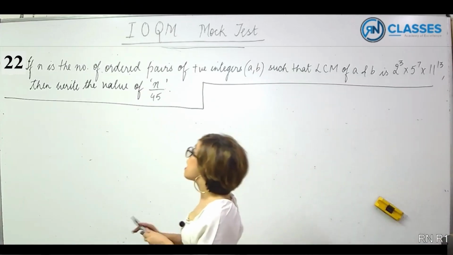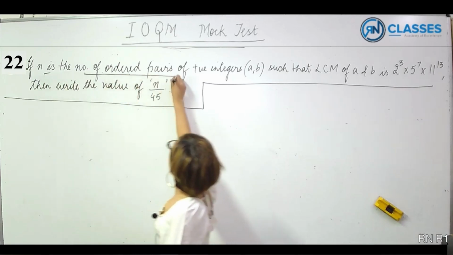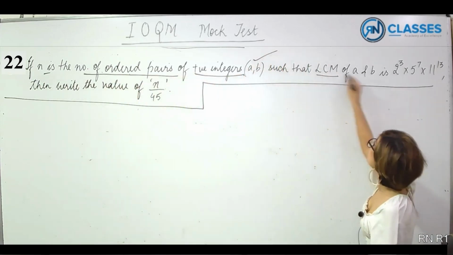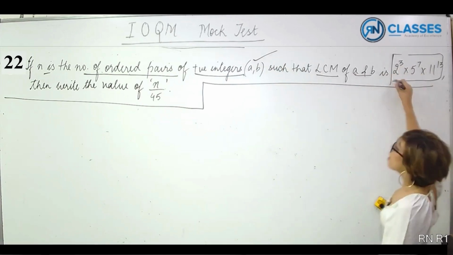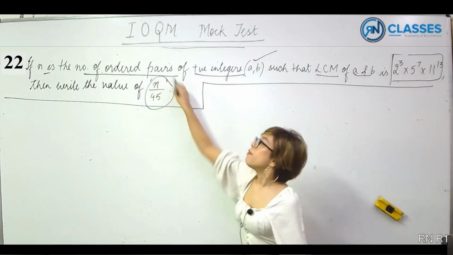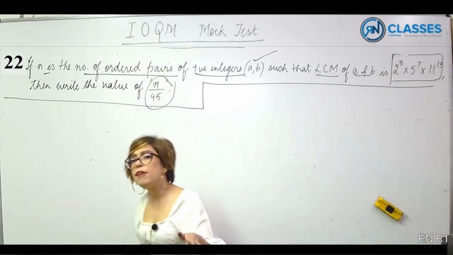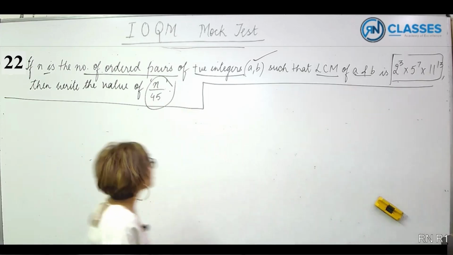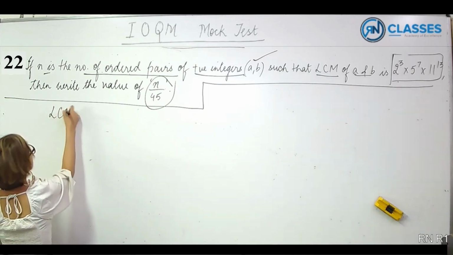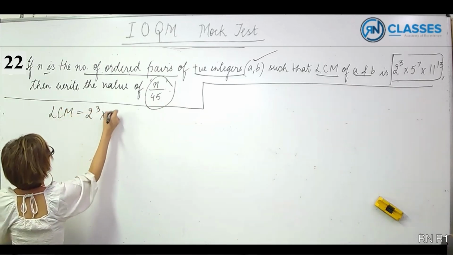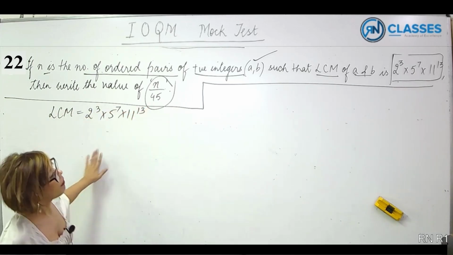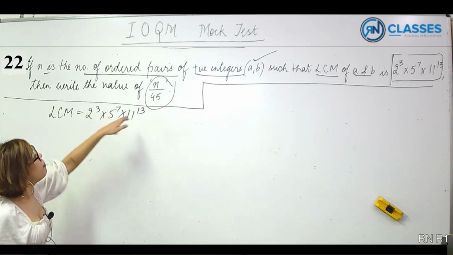Now he says if n is the number of ordered pairs of positive integers a, b, such that the LCM of the two numbers is this, then write the value of n by 45. So basically I need to find the number of ordered pairs a, b such that the LCM is this. Right? So LCM is given to be 2 raised to power 3 into 5 raised to power 7 into 11 raised to power 13. I need to find the ordered pairs a, b.